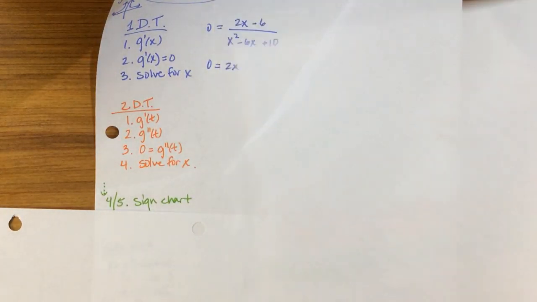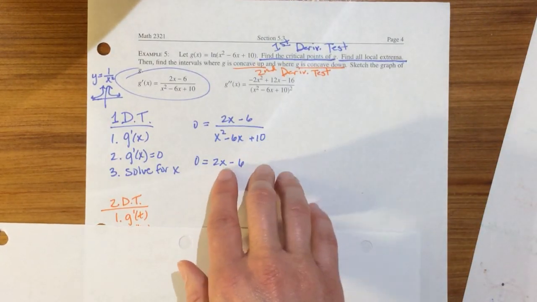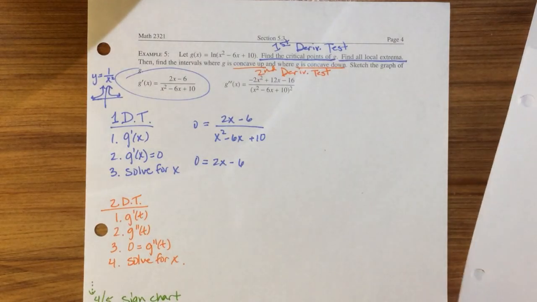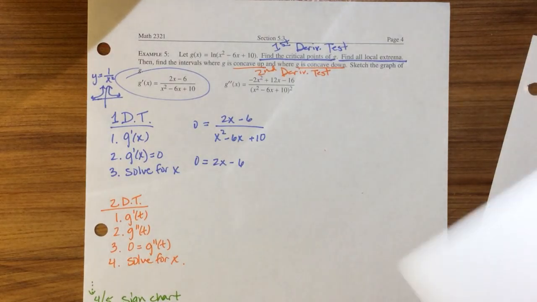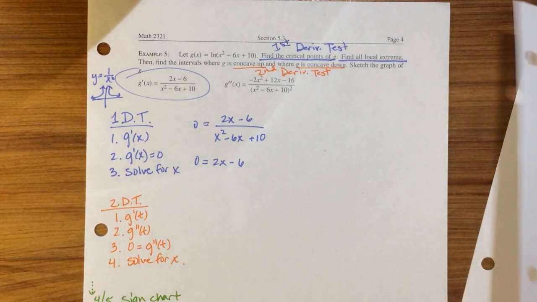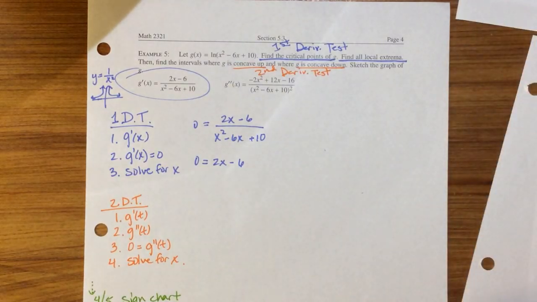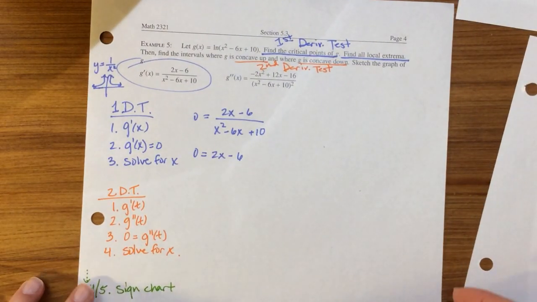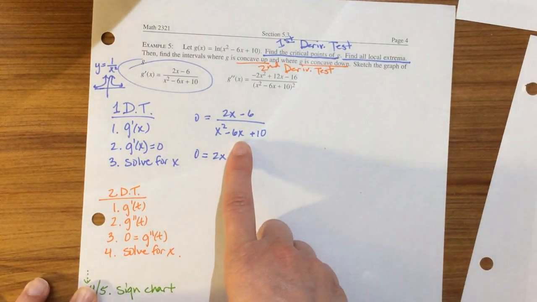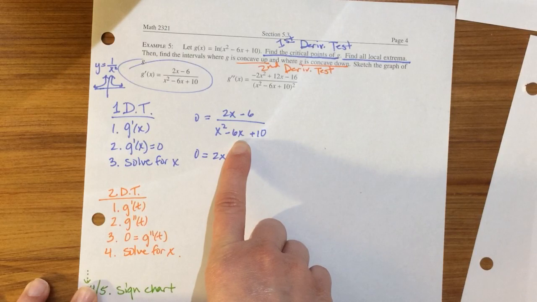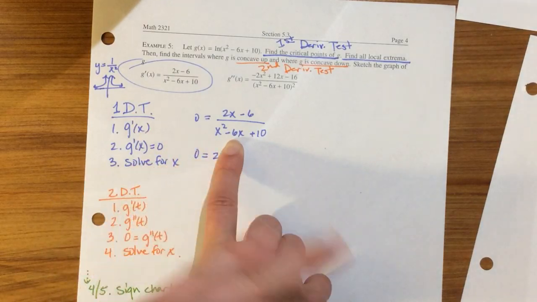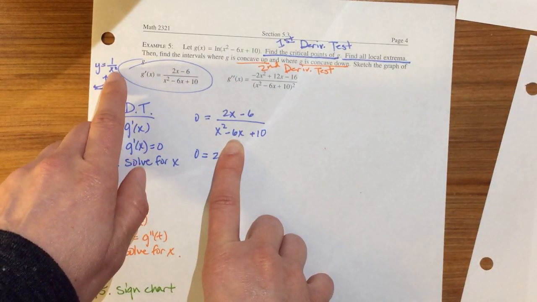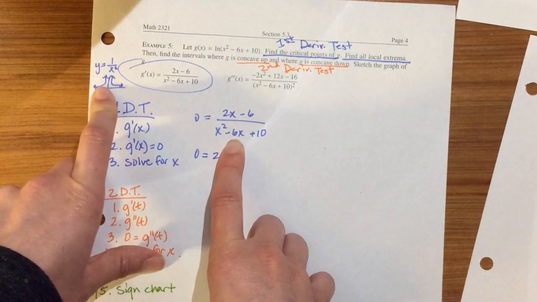Okay, so when we get going, we have our first derivative. We set it equal to 0. Okay, so we get 0 equals 2x minus 6 all over x squared minus 6x plus 10. But again, we have to talk about the denominator because it's possible that we get a critical value or a critical point from the denominator, right? Because things can change from increasing to decreasing, right? Because here's increasing, here's decreasing at vertical asymptotes.